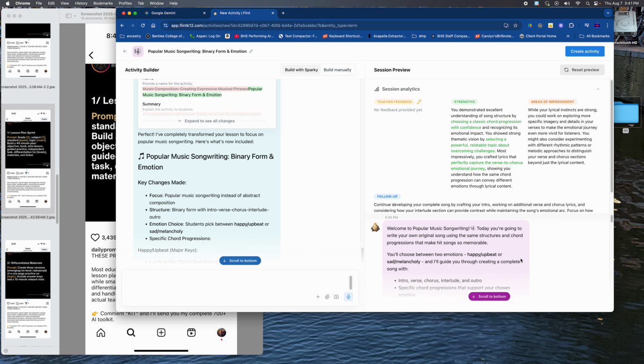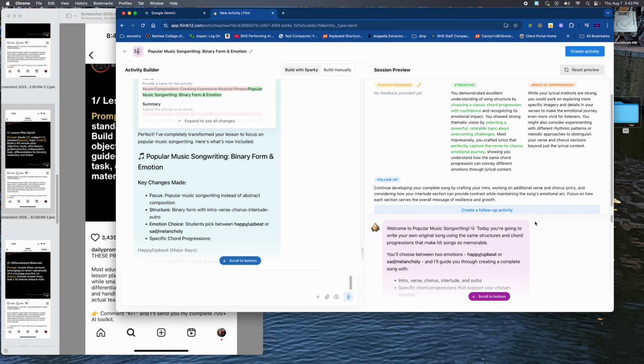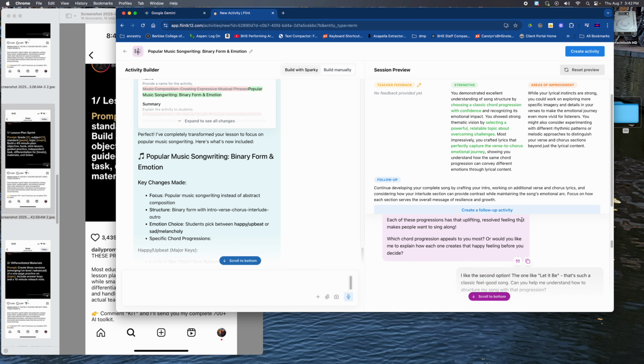Now, when the student's done, you can read this. Flint gives you this: You demonstrated excellent understanding of song structure by choosing a classic chord progression. Of course, it's not really hearing what they're writing, so you could work on exploring more specific interview details. So this gives you some feedback, a little bit about how the student is interacting, and then you could go back and write some stuff to the student. But again, lots and lots of text, right?